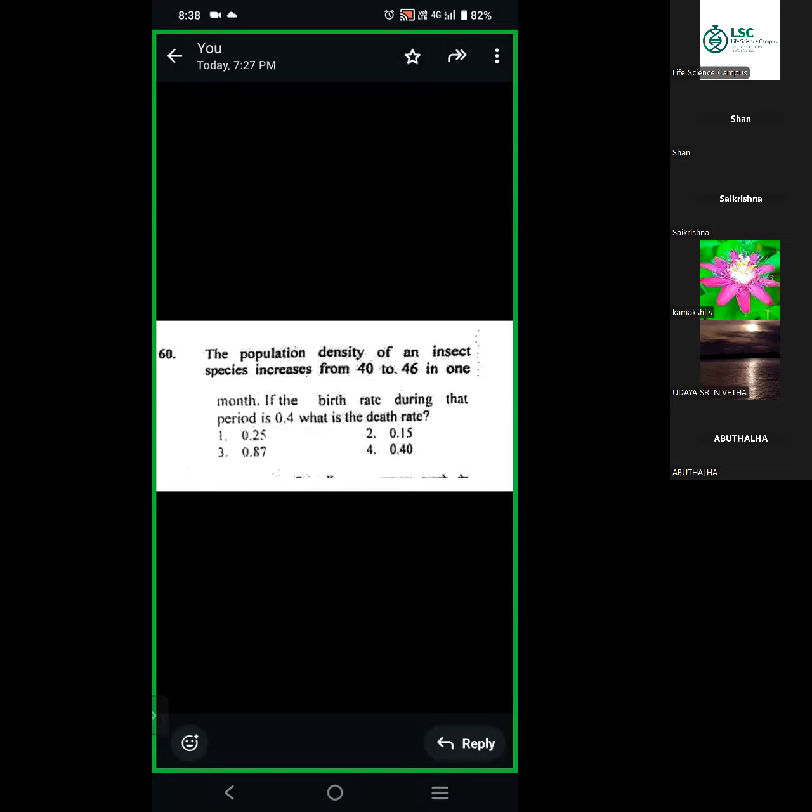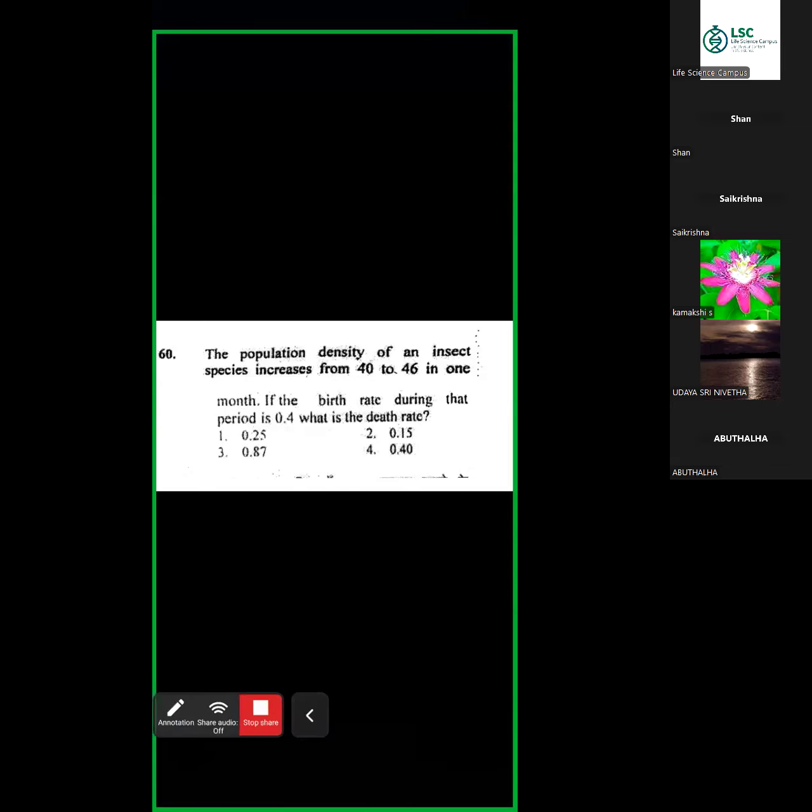So I will explain this question. The population density of an insect species increases from 40 to 46 in 1 month. If the birth rate during that period is 0.4, what is the death rate? So we have to find out the death rate.